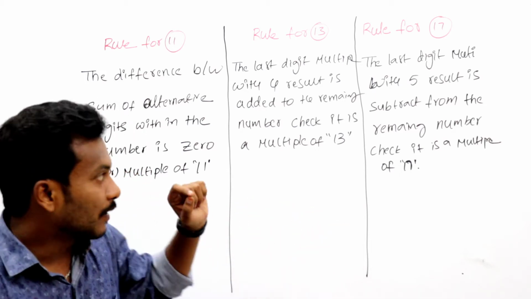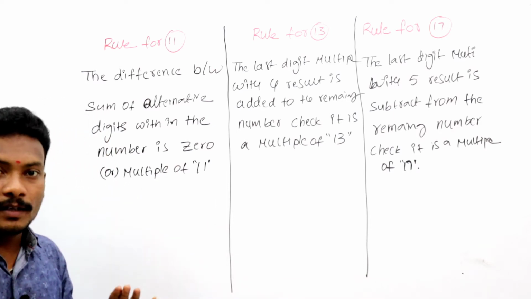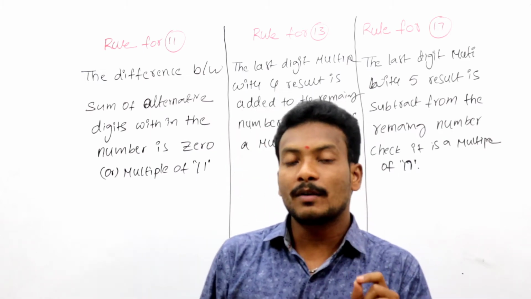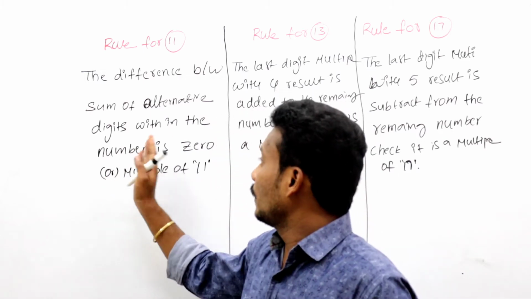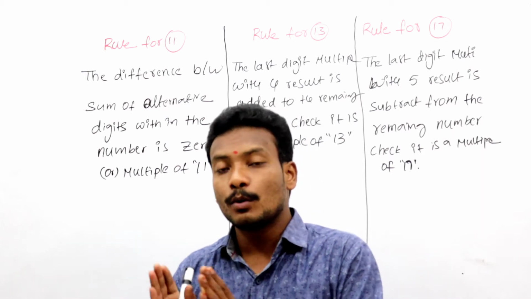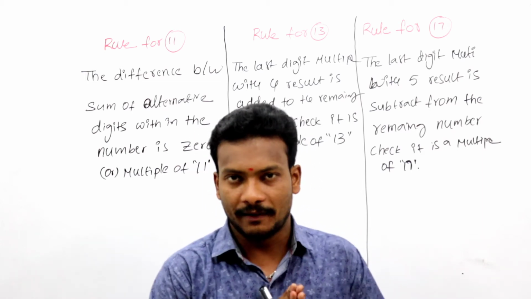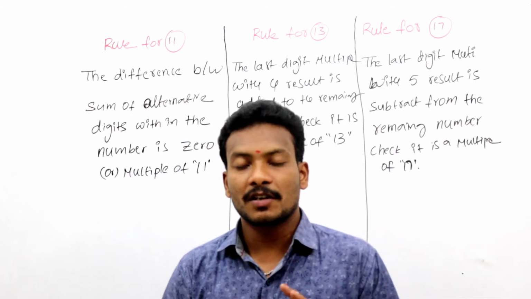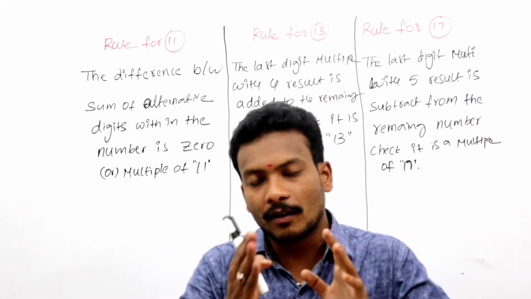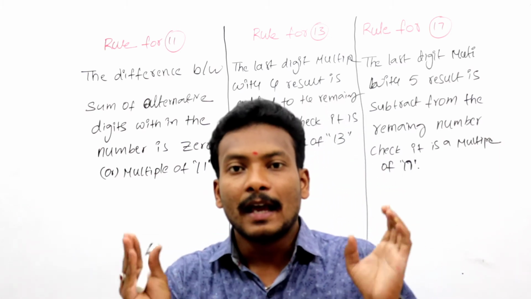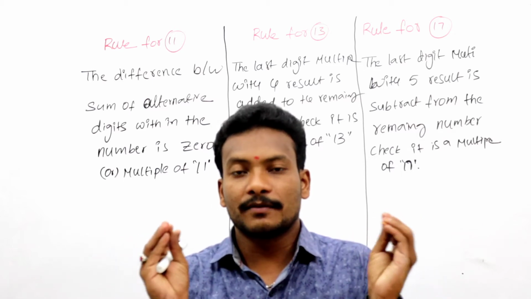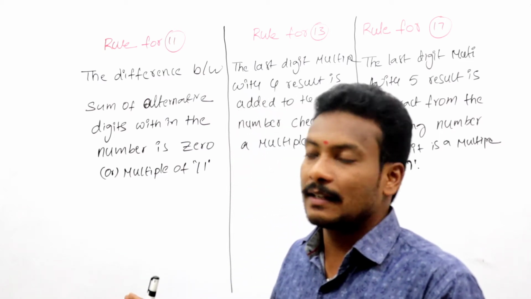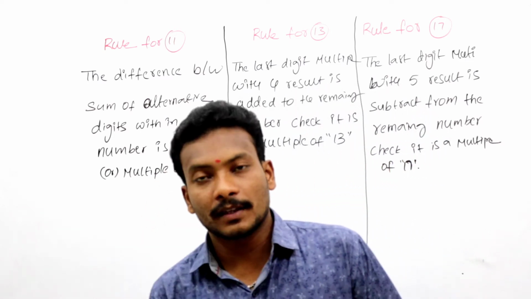Now first of all, the rule for 11. The difference between the sum of alternate digits within the number is equal to either 0 or a multiple of 11. Then the total number is exactly divisible by 11. We separate the alternate digits into two groups, add each, and take the difference. If the resultant is 0 or a multiple of 11, it is exactly cancelled with 11. I will check with one example.